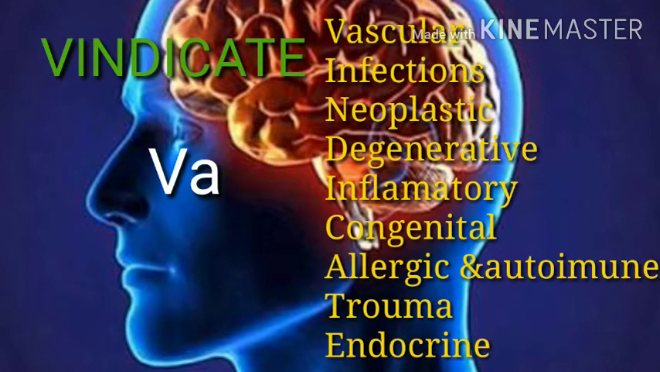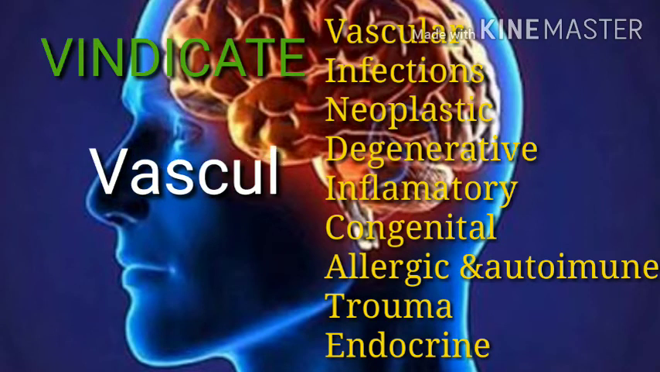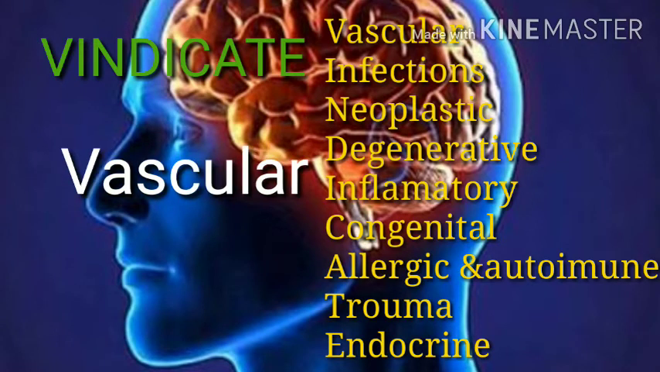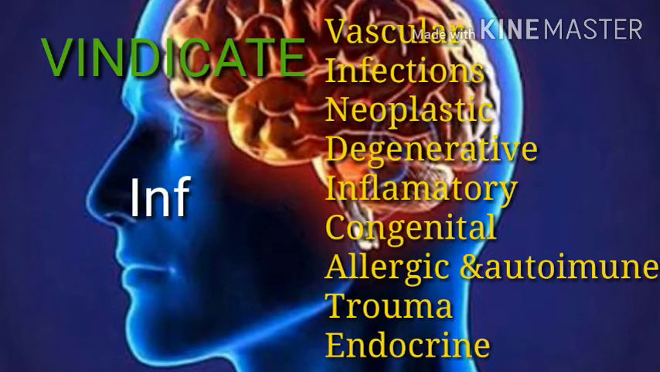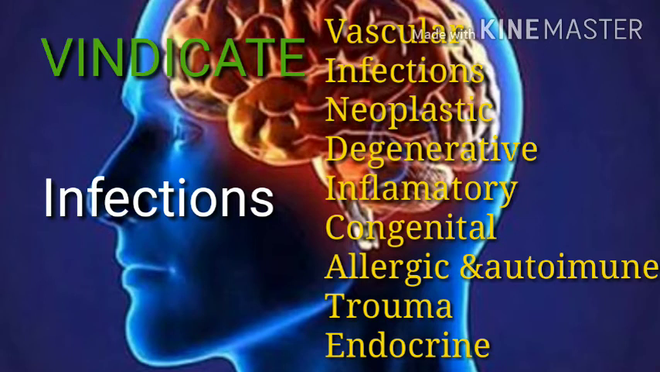First one, V is for vascular. Vascular means problems of the circulation to the brain and the spinal cord, mainly stroke. A stroke is an interruption of the blood supply to the brain. Then I is for infections. Infections are infections of the brain and its covering. The main infectious diseases of the central nervous system include meningitis, encephalitis and brain abscess.